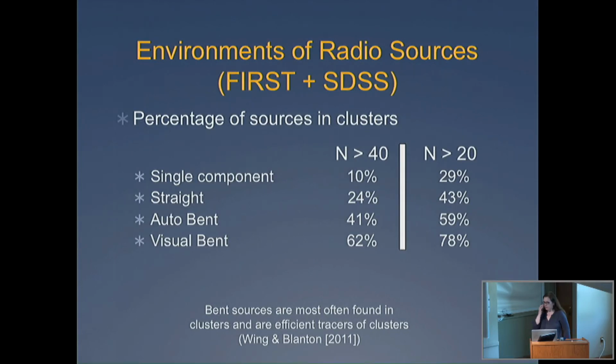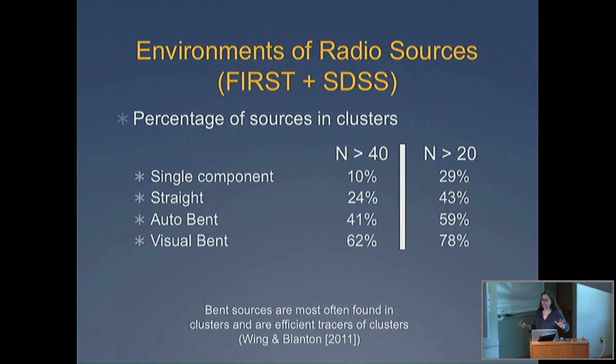Okay. And then Josh went through and measured the environments surrounding the radio sources. So this is saying there's an excess number of sources around the radio source, some number greater than 40 galaxies in the environment of the radio source. This would be still an excess, but only 20 or more. Basically, you can just look at this column to see the differences. So these are our bent sources. These are the straight sources. These are the single component sources. So basically what you see is that the bent sources are more often in dense environments.